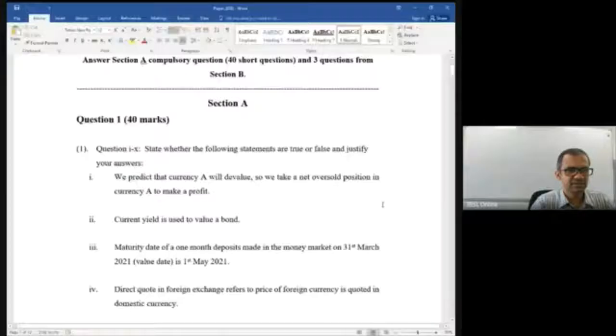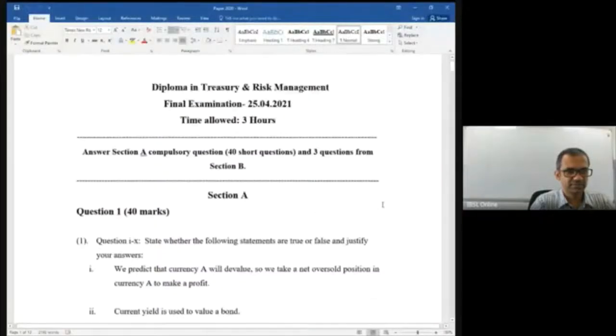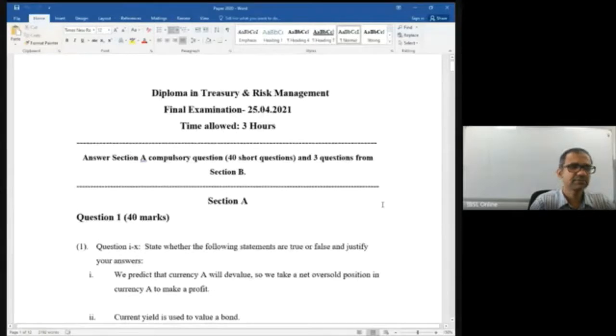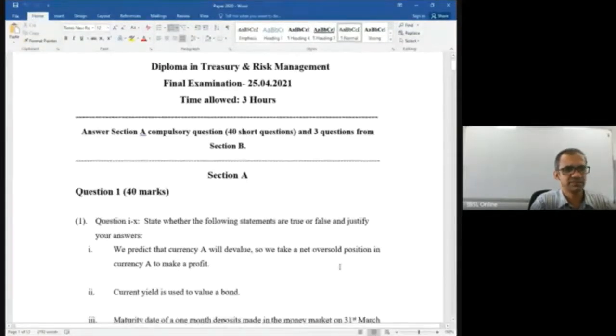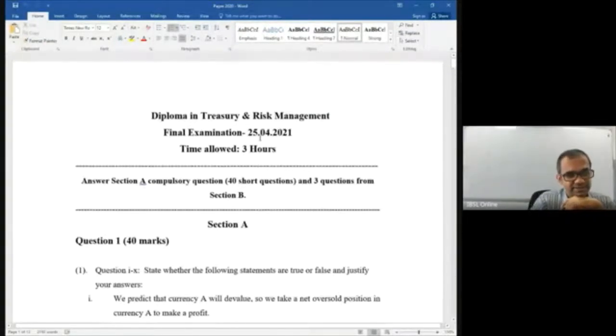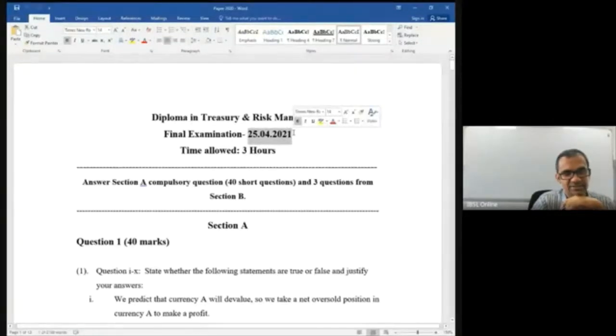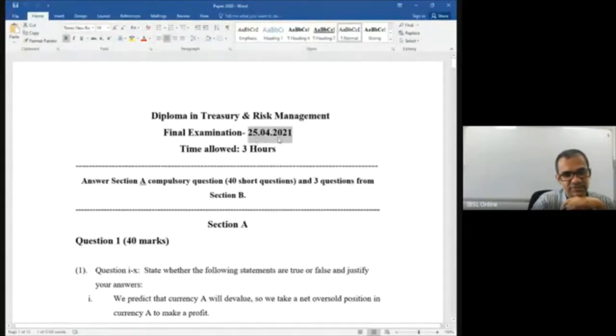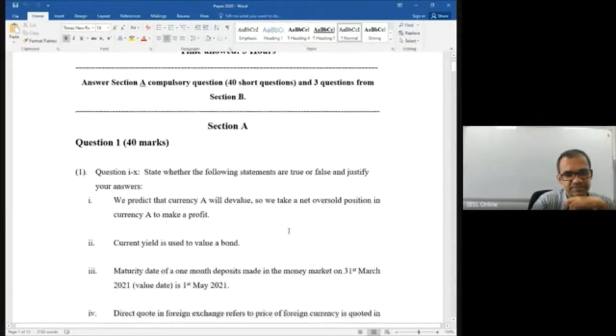Now you can see the paper. Yes. So you can see the date, and even this is wrong. We couldn't hold it on 25th April. We held it only on August 1st. So that's the risk of postponing the exam.